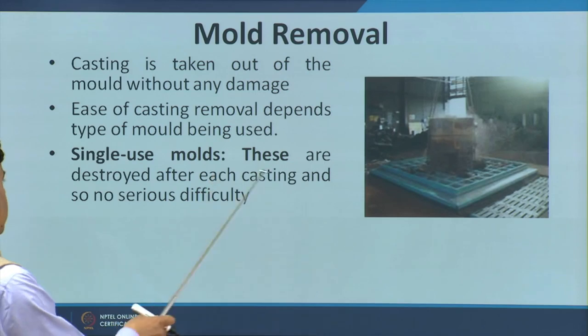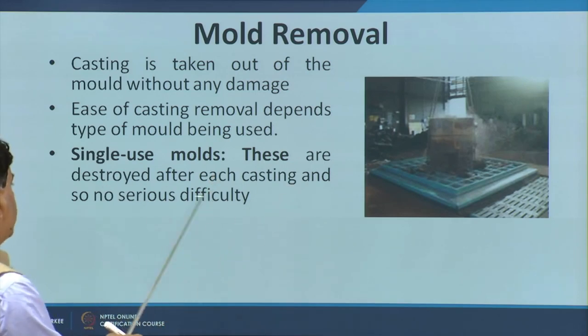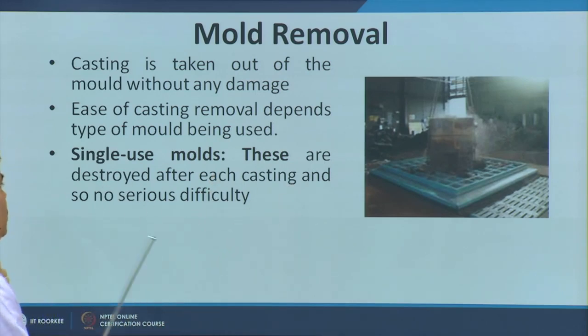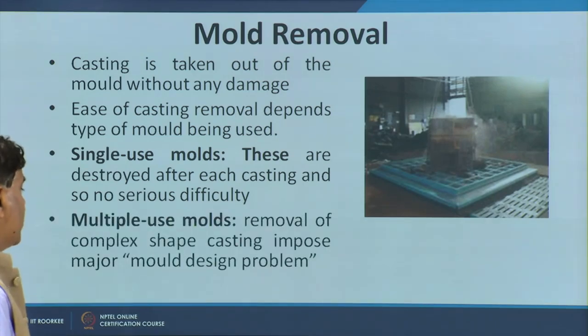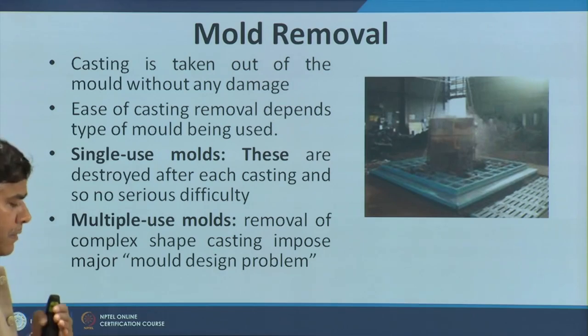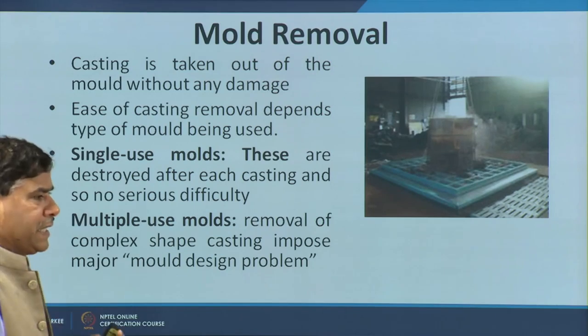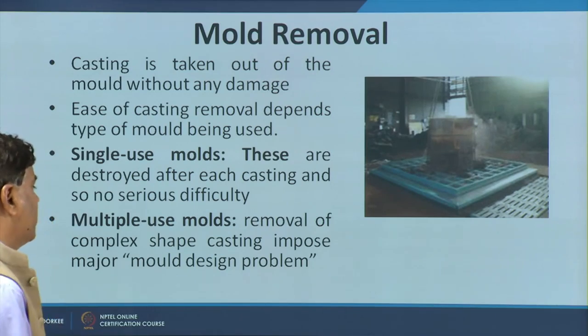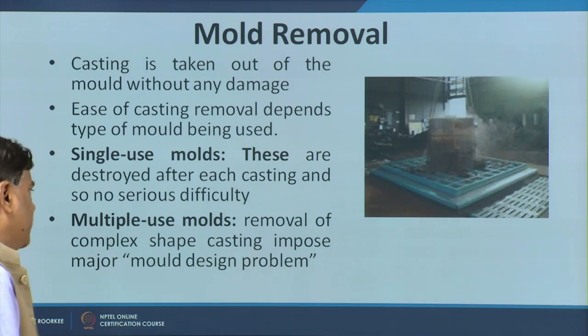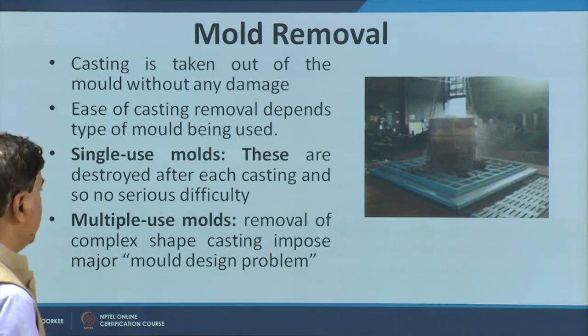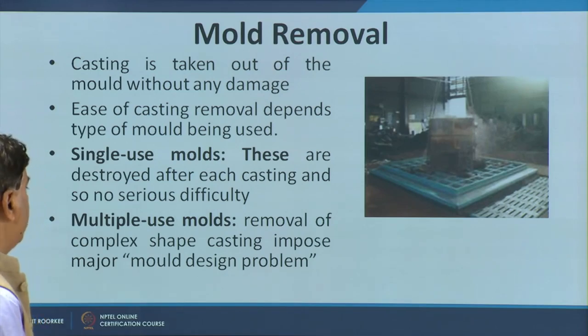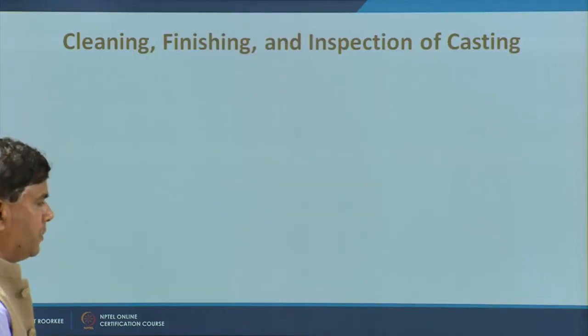Single use moulds are destroyed after each casting, and there is no major problem, but in case of multiple use moulds, like metallic moulds or die casting processes, the casting needs to be ejected properly using a mechanized arrangement. Removal of complex shapes actually poses a problem in removal of the casting after solidification in case of multiple use moulds or where metallic moulds are used.